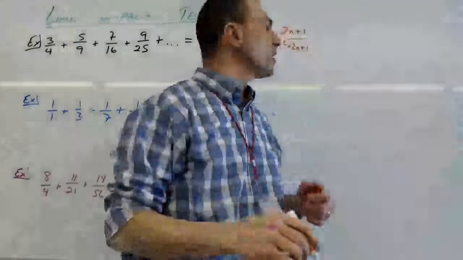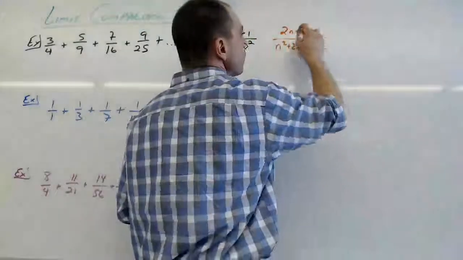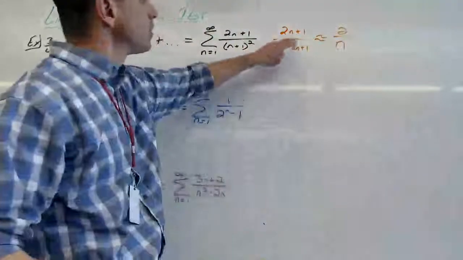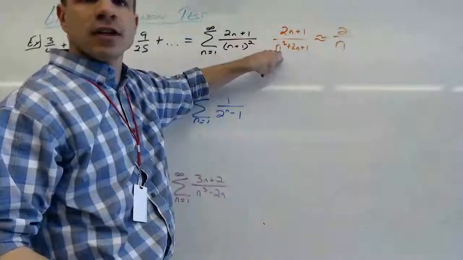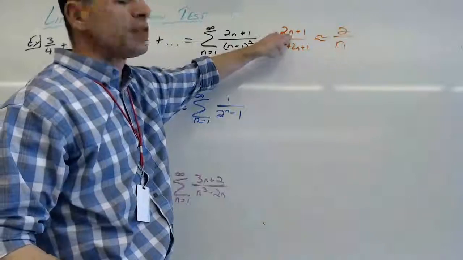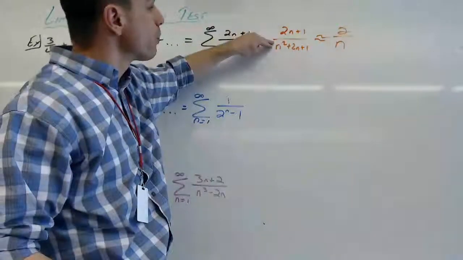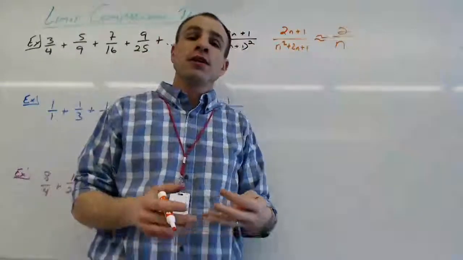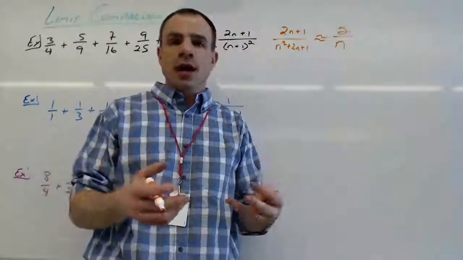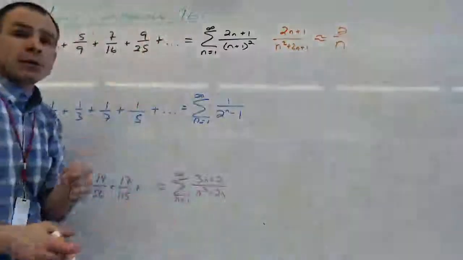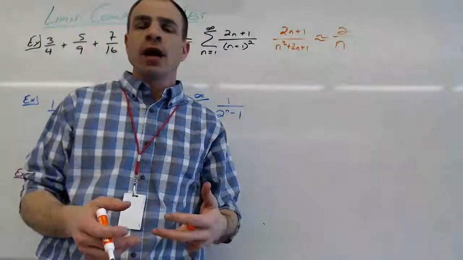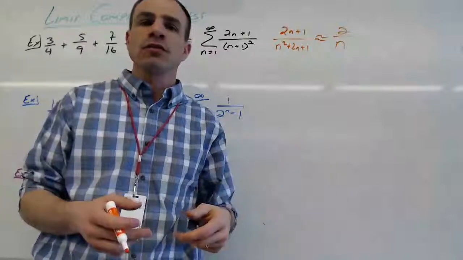So we can see that this expression is going to behave like 2 over n. In essence, n squared is the dominant term in the denominator, 2n is the dominant term in the numerator, and 2n over n squared simplifies to 2 over n. So it makes sense to compare this series, using the limit comparison test, with the series 1 over n. And maybe we can show that this series in fact diverges.